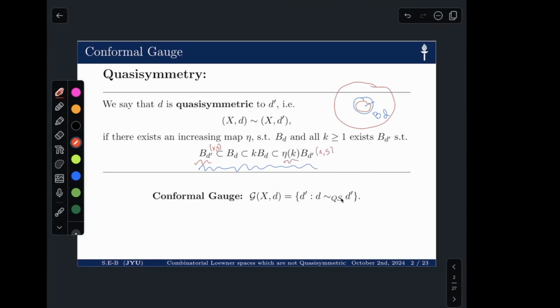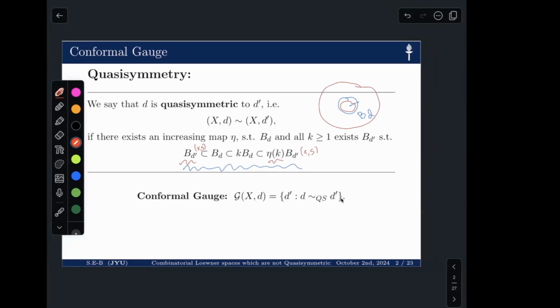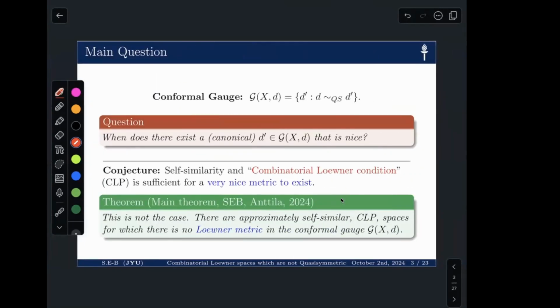Weak quasi-symmetry would be this condition just with k equals 1, but the quasi-symmetry condition is equivalent to this for all k. So you get this equivalence class of metrics, and this equivalence class is called the conformal gauge. And this is quite massive, as anybody who has worked with these notions knows. There are a lot of different metrics here. So as a concept, it's a bit unwieldy.